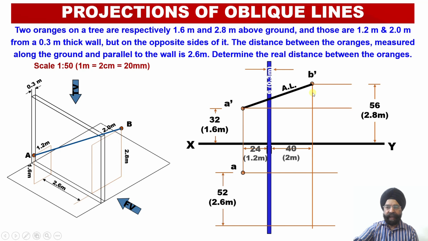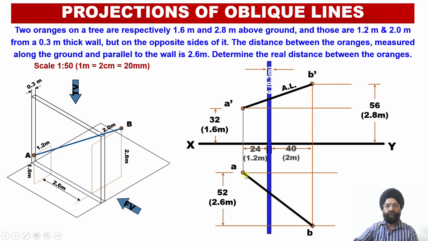So similarly, I extend this vertical projector over here at a distance of 2 meter on the right hand side, at a distance of 52 millimeter or 2.6 meter from the point A. We can see the distance is 2.6 meter from point A measured alongside the wall. Over here, we'll be able to obtain the coordinate location of the point B in the top view. So point A coordinate in the top view has been obtained. Point B coordinate in the top view has been obtained.